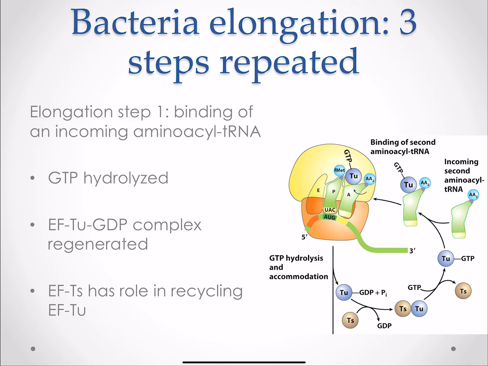And then you're going to have your elongation continue by having that GTP get hydrolyzed. So now you have TU released as a GDP plus an inorganic phosphate. Your elongation factor TS is going to help to recycle TU and is going to enable the transfer of GTP to TU to recycle that. And then your GTP-TU can associate with another activated tRNA with its amino acid.